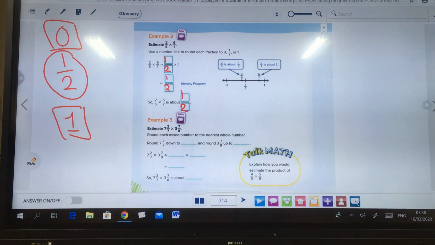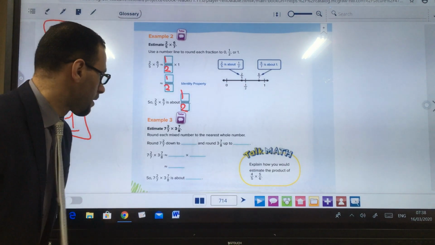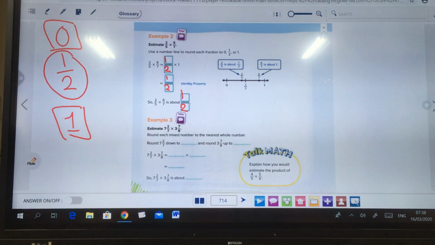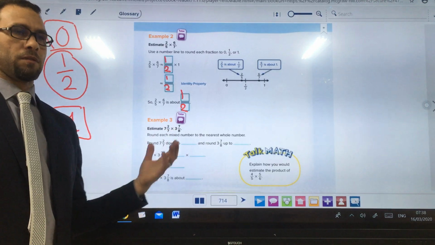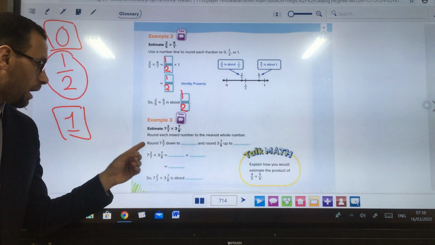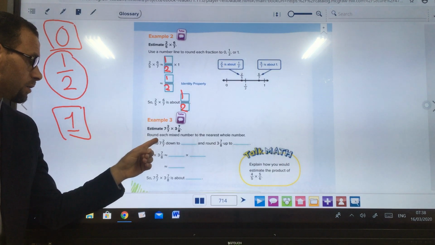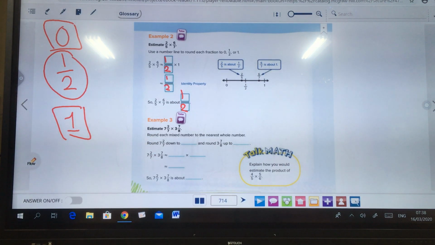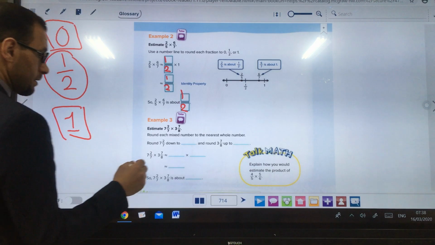Okay, let's go now to example number 3. Estimate 7 and 2 out of 7 times 3 and 7 out of 8. What are these called? Mixed numbers. Great. Round each mixed number to the nearest whole number. Here, round 7 and 2 out of 7. It will be what? Yes, 7, great.